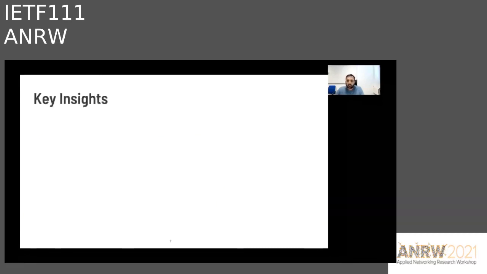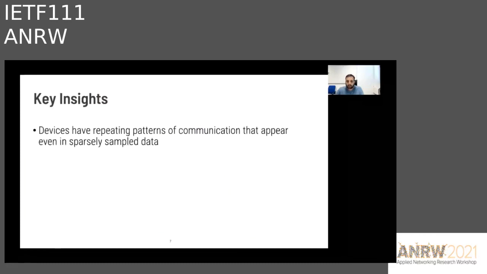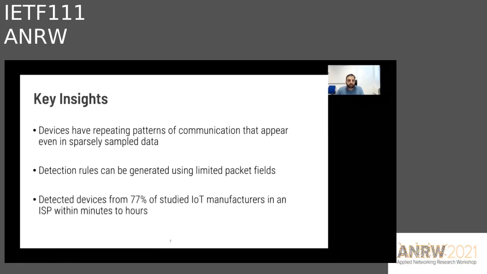The key insight of our work is that devices that we've studied have shown repeating patterns of communication that appeared even in sparsely sampled data. We generated detection rules using extremely limited packet fields. And we were able to generate rules for detection of devices from 77% of the studied manufacturers. And we detected devices in a data set from an ISP within minutes to hours.